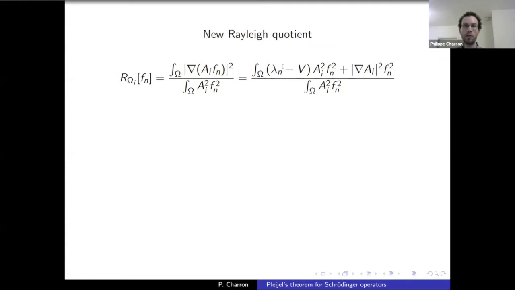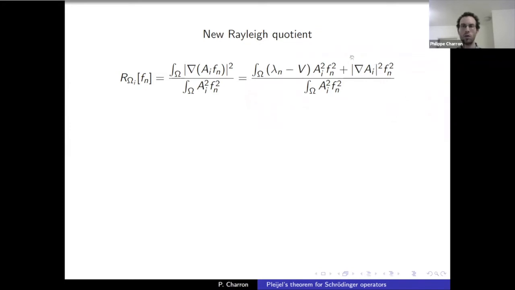So you have lambda n minus v times ai squared fn squared plus gradient of ai squared times fn squared. Now, the left-hand term is great because if you have ai, which has very small support, then this here will be controlled very well. However, the right-hand side will grow, because if you cut something very aggressively, then this norm will decrease, the denominator will decrease, but this will actually increase because the gradient will increase. So you need to control it in two ways.